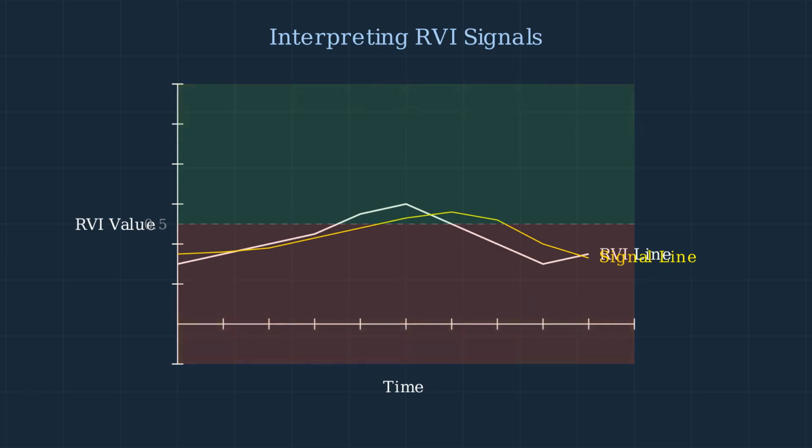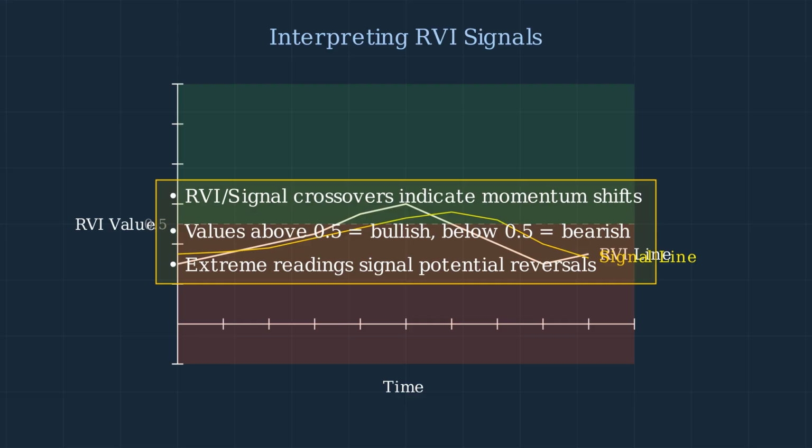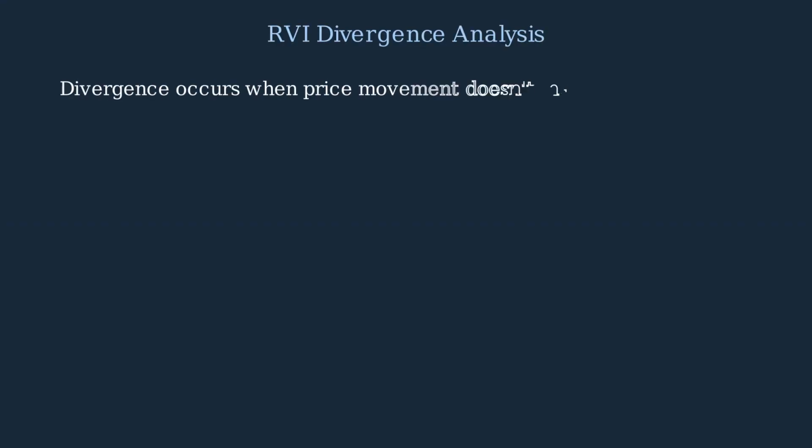To summarize, the key signals from the RVI indicator include crossovers, threshold values, and extreme readings, all providing valuable insights for trading decisions. These signals provide traders with a framework for making informed decisions based on RVI readings. Divergence analysis is a powerful technique used with the Relative Vigor Index. Divergence occurs when the price movement doesn't align with the RVI indicator movement.